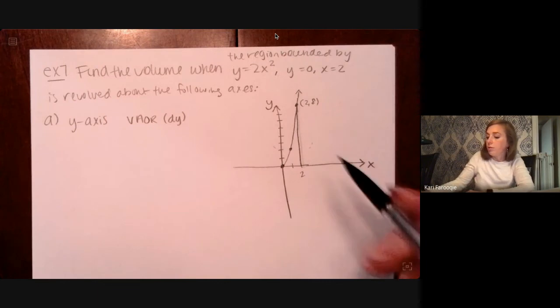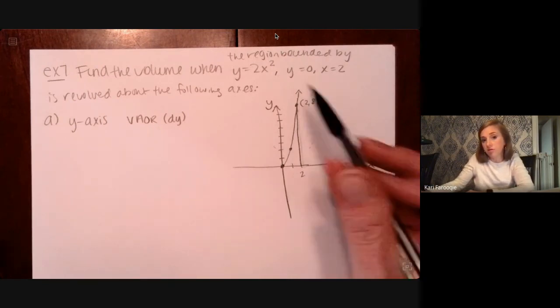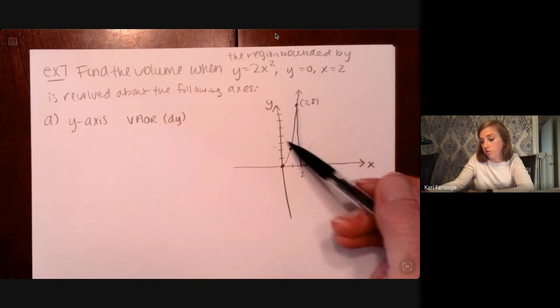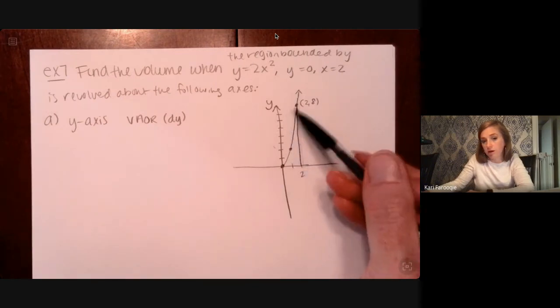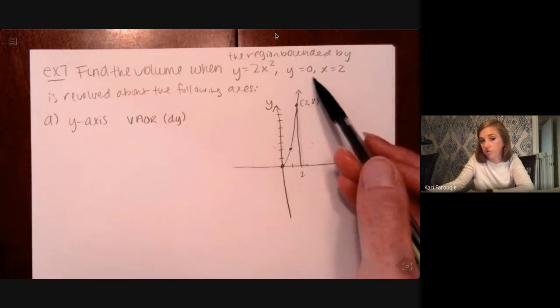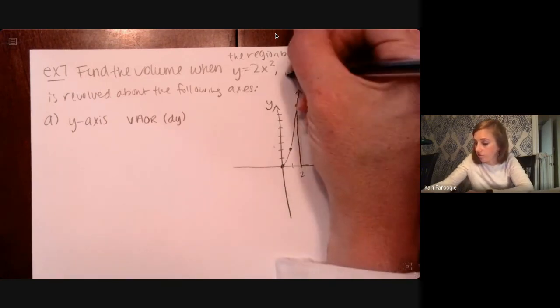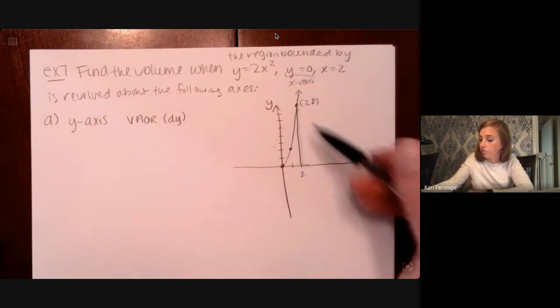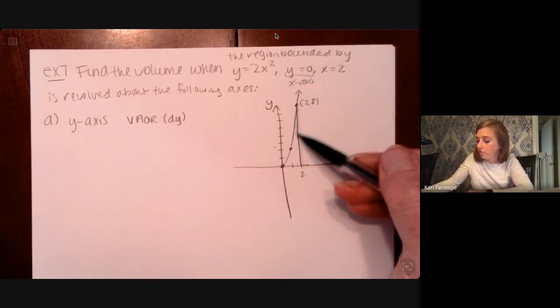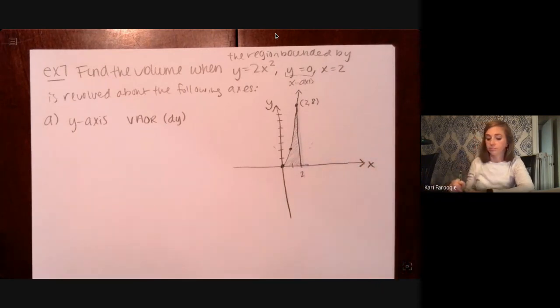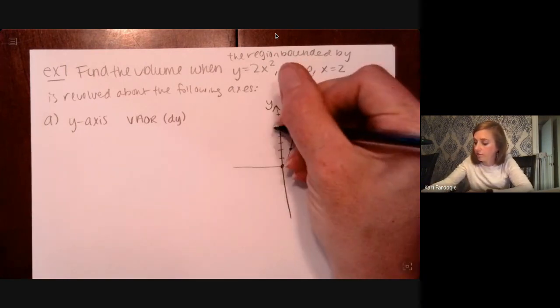Okay. So it's really important that we pay attention to this. It's not saying x equals 0, which is the y-axis. If that was the case, we'd be looking at this piece between the y-axis and the graph. It's saying y equals 0, which is the x-axis, and x equals 2. So we're bound here. And we're revolving it about the y-axis.